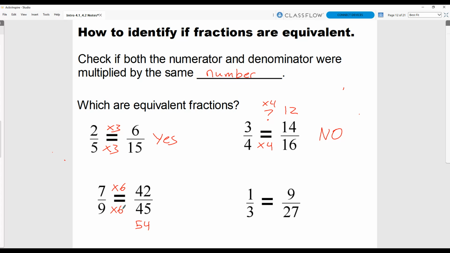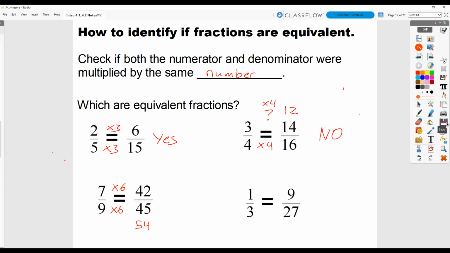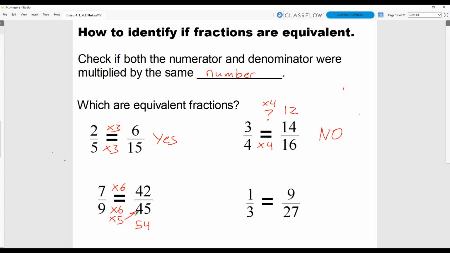All right, because this is actually times 5. 9 times 5 would get you 45. So it's not an equivalent fraction, because this is getting multiplied by 6 and this is getting multiplied by 5. So no, it doesn't work.